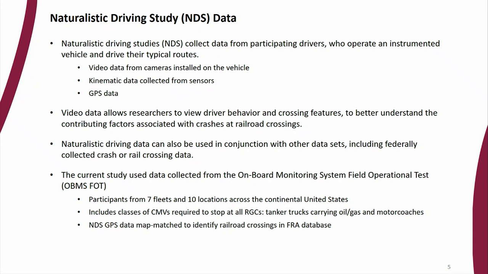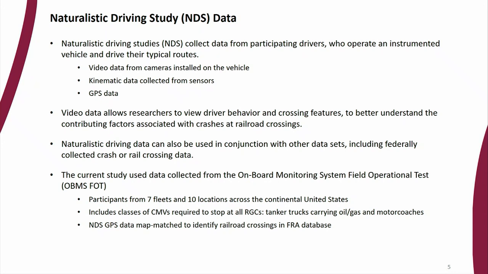And so it's not feasible for us to watch all of the video data to understand what's happening as someone drives. And so what we rely on is triggering the data for certain sensor values, or to identify locations of interest and then go into those video clips and view them and understand what the driver's doing and what's happening around them. In this case, we felt that video data allowed the researchers to view driver behavior at railroad crossings, actually see it without reading it in another database, to better understand contributing factors associated with crashes at railroad crossings.